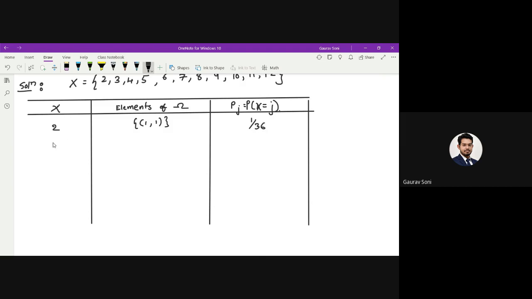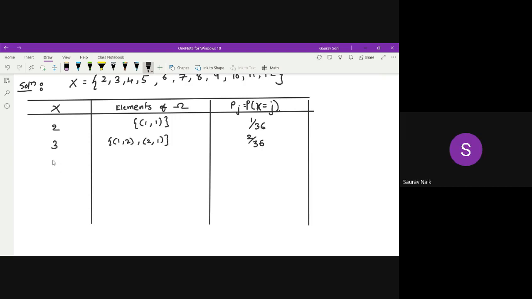Then 3: 1,2 and 2,1. Probability is 2 by 36.